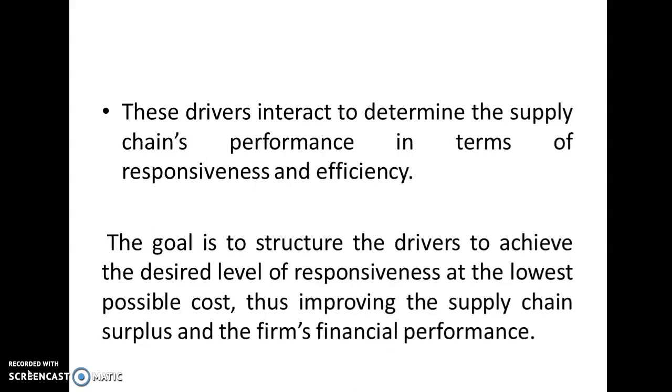These drivers actually interact with one another to determine the performance of the supply chain, particularly in terms of responsiveness and efficiency. The aim of any supply chain system is to structure these drivers to achieve the desired level of responsiveness at the lowest cost, so that we can improve the supply chain system and also the financial performance of the firm.